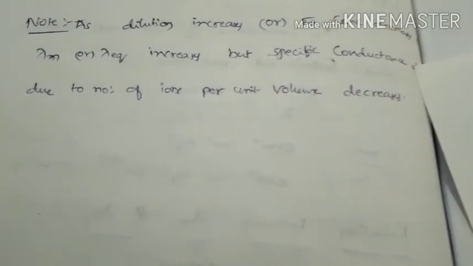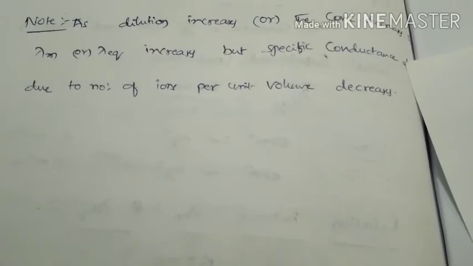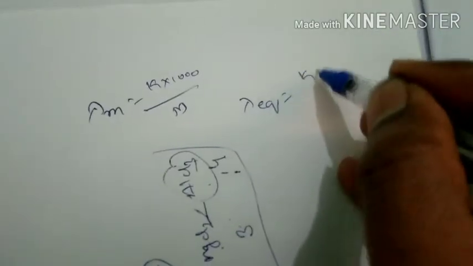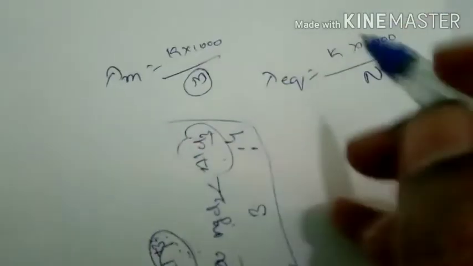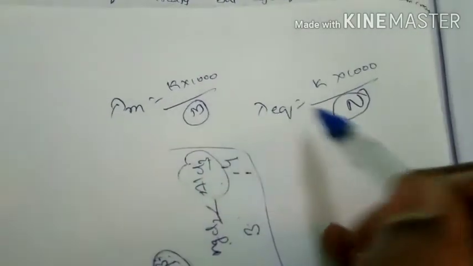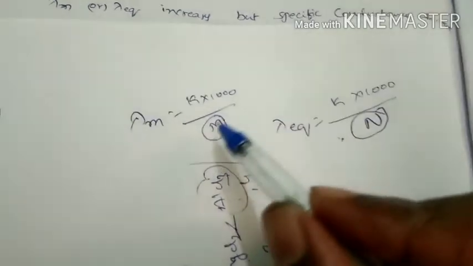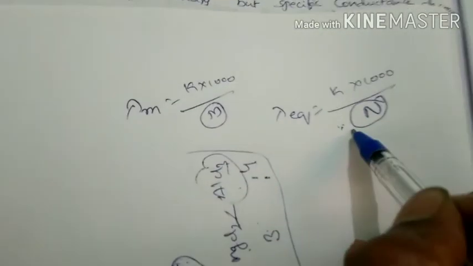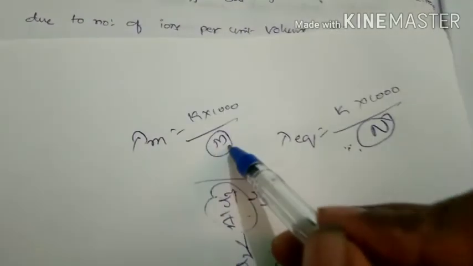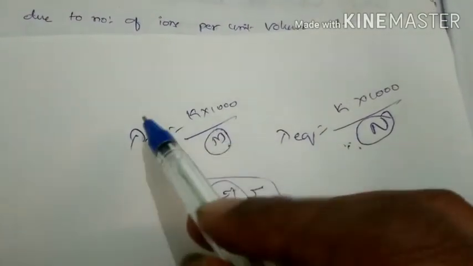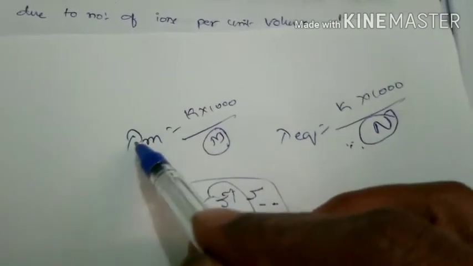First, why do molar conductance and equivalent conductance increase when dilution increases? You see, the formula for molar conductance is lambda m equals K into 1000 by M. The formula for equivalent conductance is lambda eq equals K into 1000 by N. In both cases, M and N are concentration terms present in the denominators. If concentration decreases, the total value increases, that means lambda m increases.